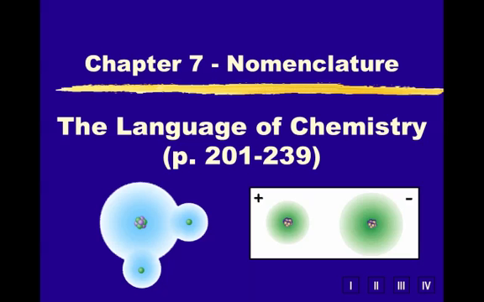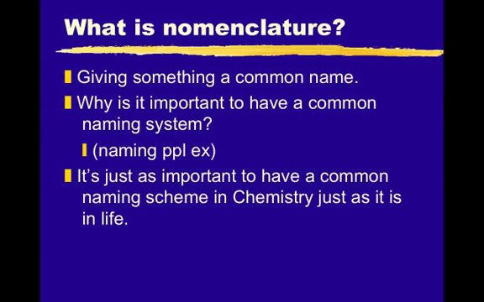Alright, let's cover Chapter 7, Nomenclature. There are two parts of Chapter 7, Nomenclature, and we have some math a little bit later on. What is nomenclature? Nomenclature is considered the language of chemistry. Why is nomenclature important? Well, in chemistry, we used to give everything a common name.